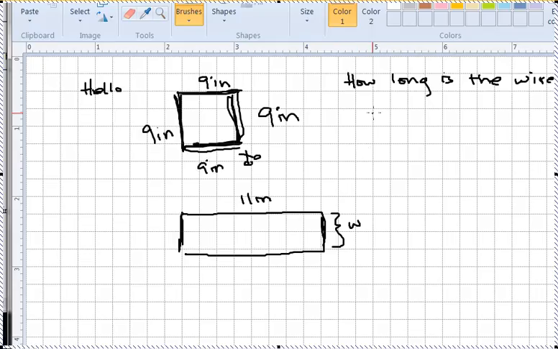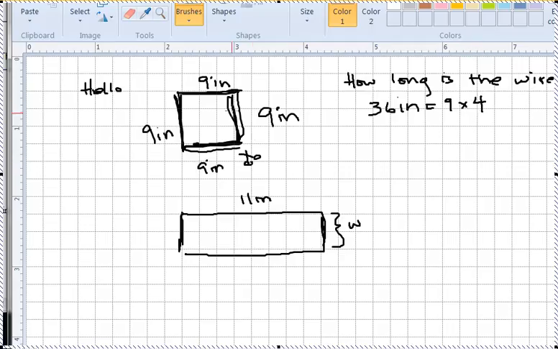The rectangle has 11 inches across the top. Now, to get you started on the right path, I ask, how long is the wire? Do you folks know how you might be able to figure it out? It's 9 inches? No, it's not 9 inches. Kalina is saying 36. Kalina, how'd you get 36? She did 9 times 4.